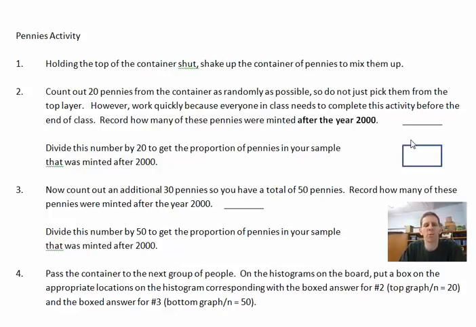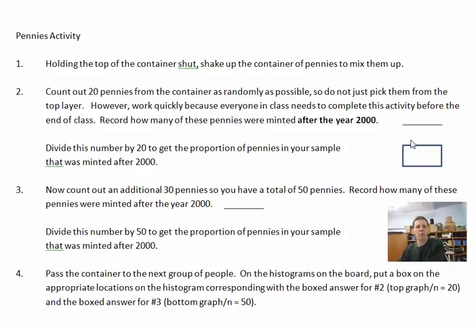These are the Chapter 9 Notes 1 on sampling distributions. Today we're going to talk about what sampling distributions are. We're also going to talk about what parameters and statistics are. We're going to look at what makes data unbiased, and we'll also talk about the variability of data. Now, before we get into that, I want to talk a little bit about this pennies activity.